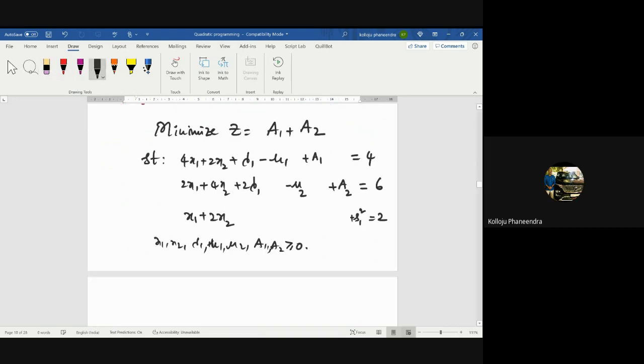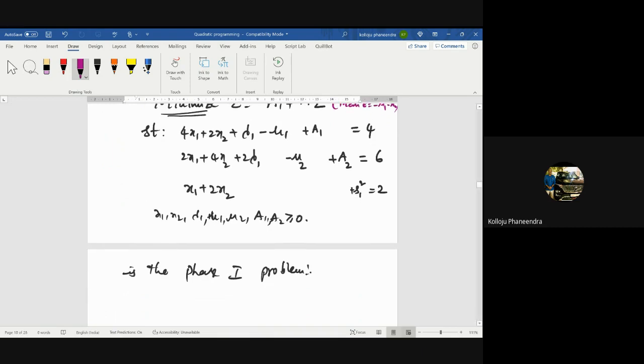This is the phase 1 problem. You know how to solve phase 1. What is the first thing? Convert this minimization to maximization. Then the objective function becomes: maximize z star equal to minus a1 minus a2, subject to these constraints.